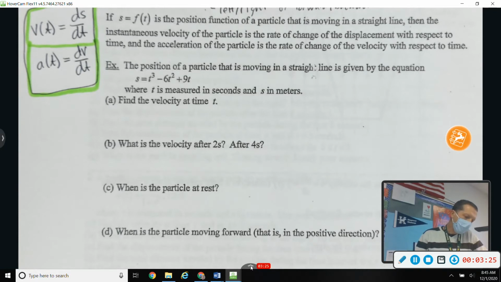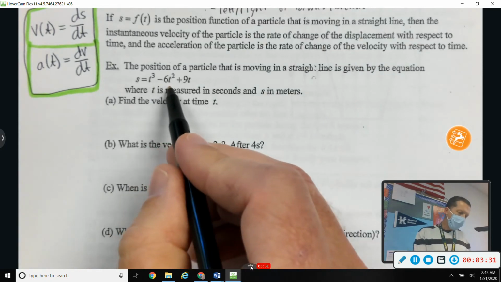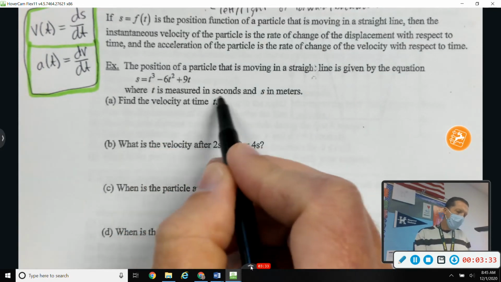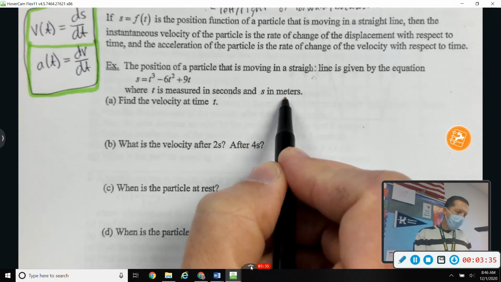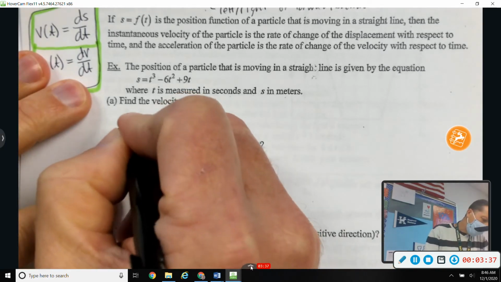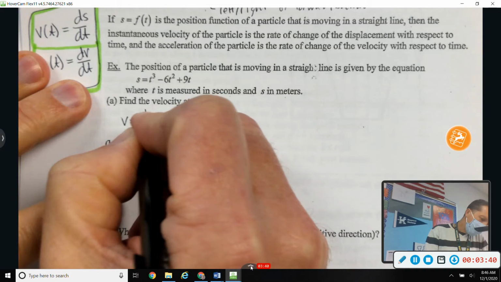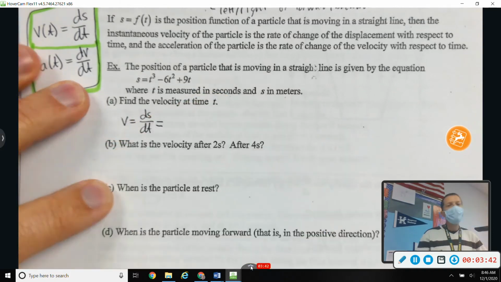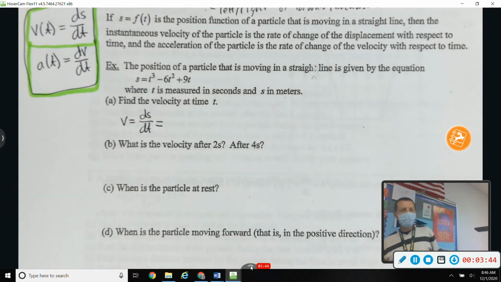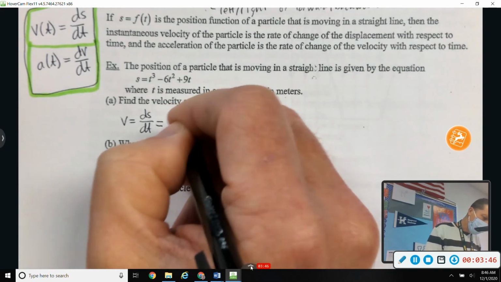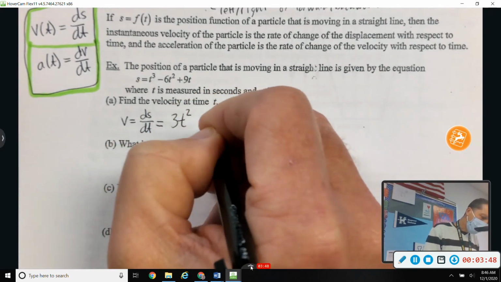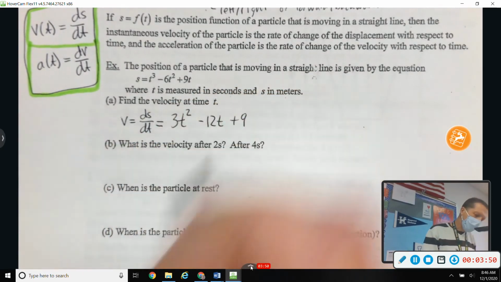All right, first example. The position of a particle that is moving in a straight line is given by the equation s equals t cubed minus 6t squared plus 9t. t is in seconds, s is in meters. Find the velocity at any time t. Well, velocity is still the derivative of the position. So 3t squared minus 12t plus 9.